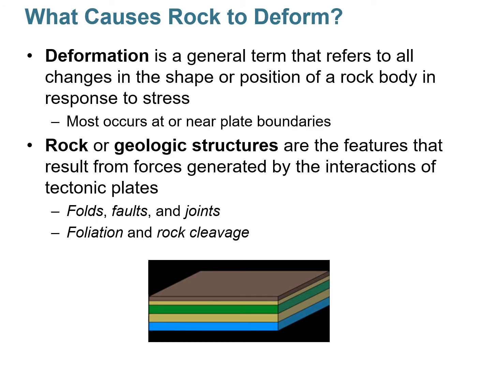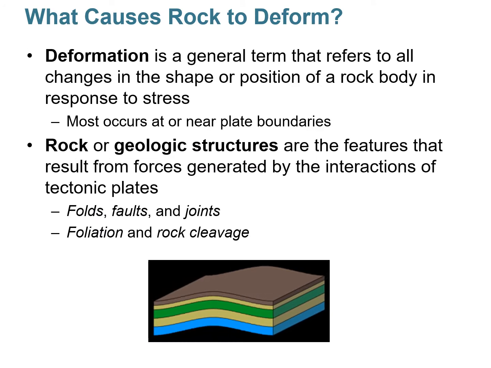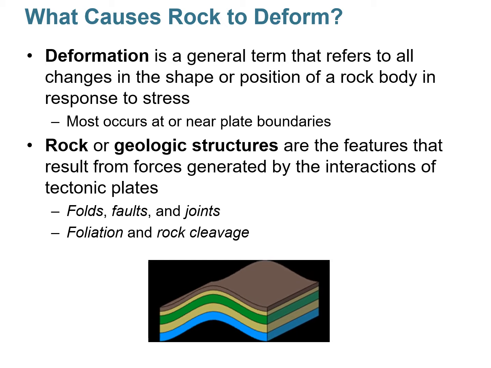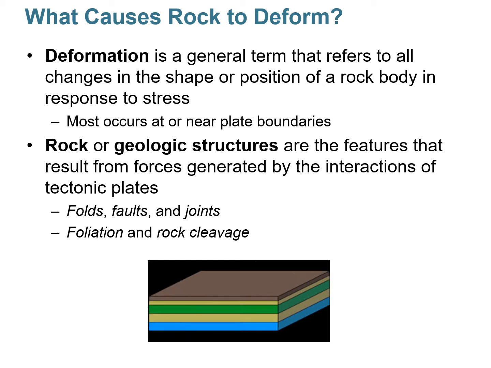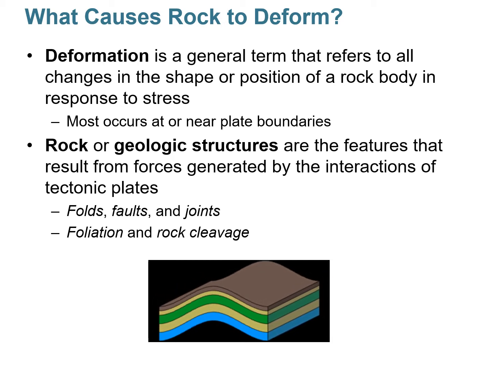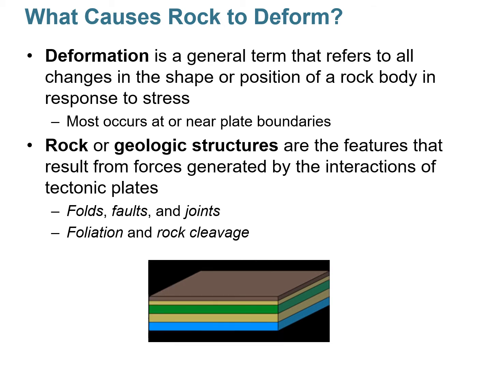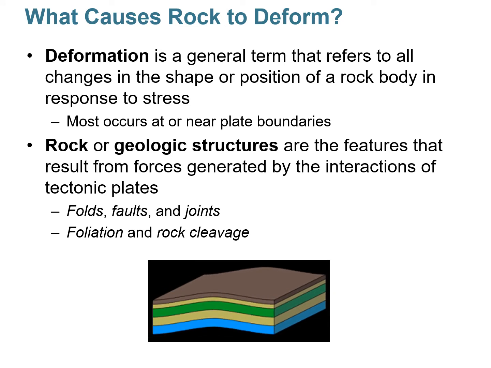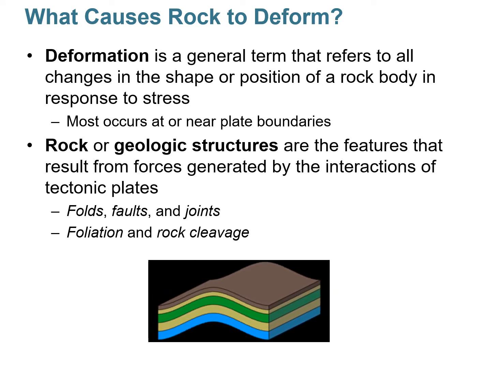So rocks deform, or rocks change shape. We see that in a lot of deformed rocks we find on the Earth's surface. Deformation is a term that refers to a shift or change in position of a rock body. You can see it in the GIF below, where there are some originally horizontally deposited rocks, and then with a little bit of compression they start to fold.